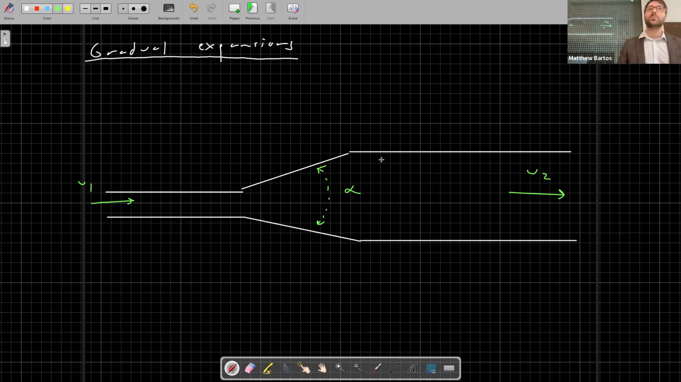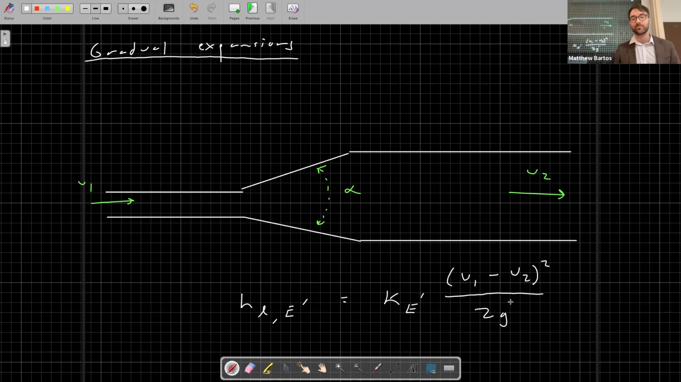Now, this equation here, the book actually has this equation wrong, so pay attention. The minor losses associated with a gradual expansion are given by, I'll write it as h little l, capital E prime. This is equal to a gradual expansion coefficient Ke prime times quantity (U1 minus U2) squared divided by 2g. So the book actually has this equation wrong. Use this equation here. Oh, also the book has the equation for the Colebrook-White equation wrong. So just use my notes instead.